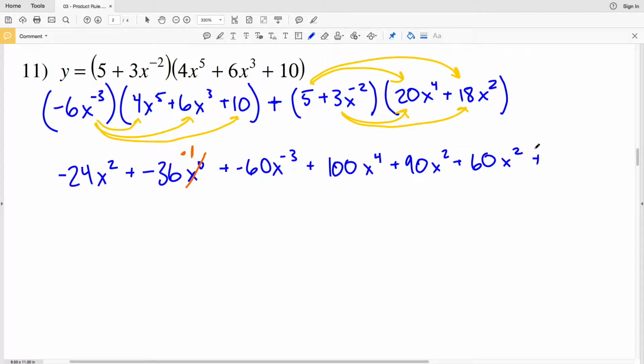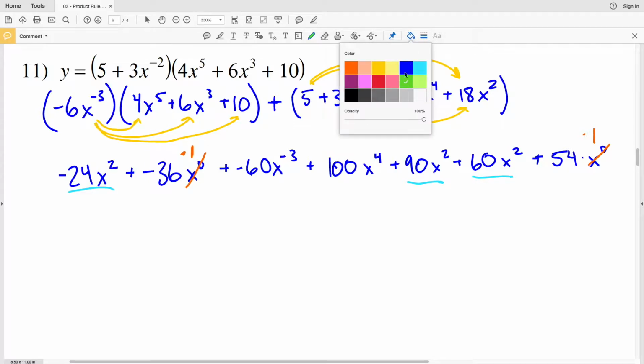And then my last terms, so first, outside, inside, and now last, 3x to the negative 2 times 18x squared will be 54 times x to the negative 2 plus 2, which is x to the 0, which x to the 0 we know is 1. Now I'll combine my like terms. My x squared terms will be combined, and my constants will be combined.